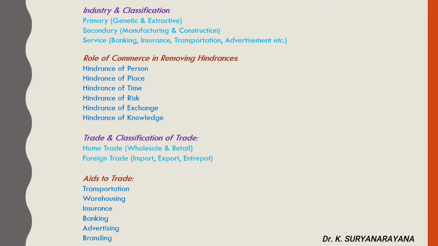So here we can classify the industries into three: primary industries, secondary industries, and tertiary or service industries. In the primary industry, we have two: genetic industry and extractive industry. In the secondary industry, we have two: manufacturing industry and constructive industry.